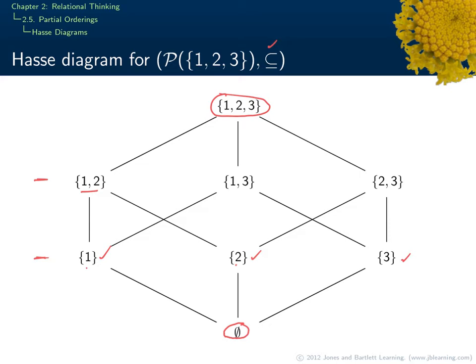Both 2 and 3 are subsets of the set {2, 3}. And 1 and 3 are subsets of the set consisting of 1 and 3. Okay, now what is the immediate successor of all 3 of these sets with 2 elements? Well, all 3 of those have a common immediate successor, and that is the entire set {1, 2, 3}. So there is the Hasse diagram.